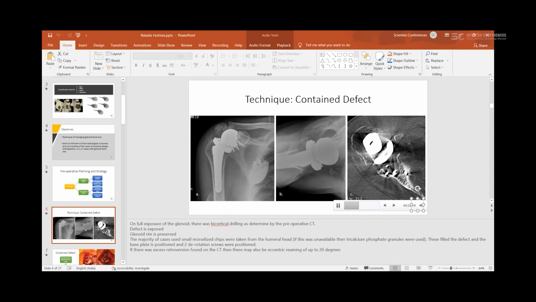In most cases of these contained defects, the humeral head was used to create small morselized chips. If the humeral head wasn't suitable, or you weren't able to get a suitable graft from it, then we were using tricalcium phosphate granules. And these chips would then fill the defect. The base plate was positioned over the top and 2 derotation screws were then positioned. If before this any excessive retroversion was found on the CT, then they may also need some eccentric reaming up to about 20 degrees.